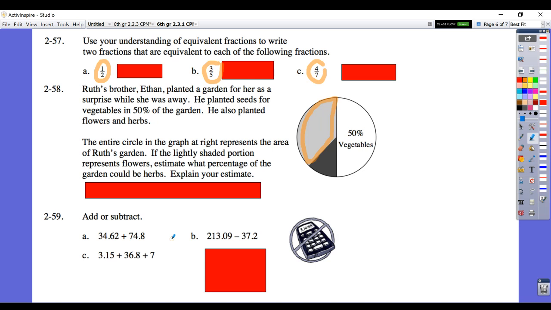Then for 259, you're going to add or subtract these numbers without a calculator. So make sure you show your work, make sure you line up your decimal point.